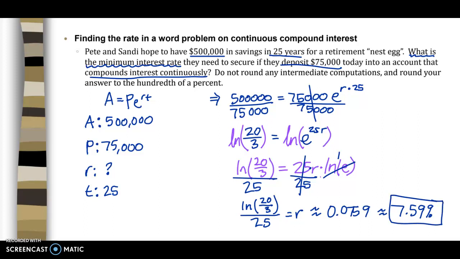So with this one, how did I know I needed to put it in a percent? The problem asks to round your answer to a percent, so we're going to want it in the percentage. Now, I'm going to do a new video on finding T, or time, and we do it the same way. Okay, very similar, but now we're dealing with time instead of a rate.